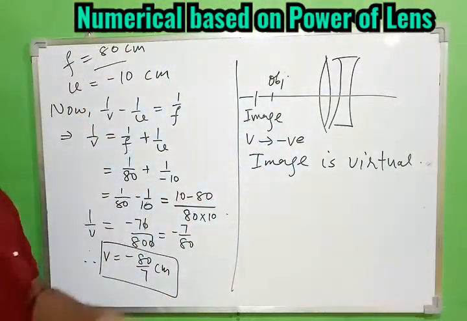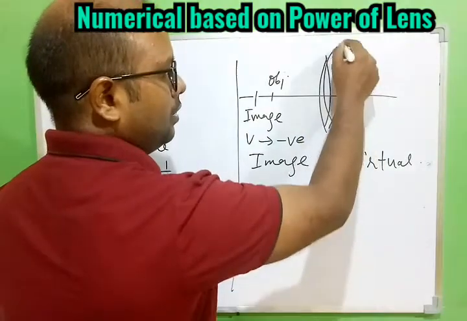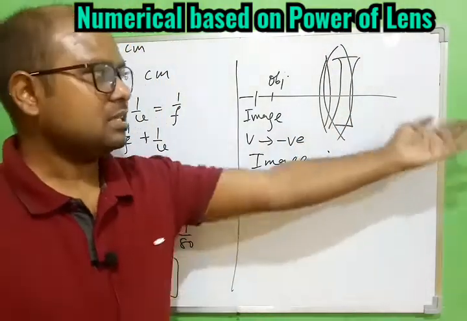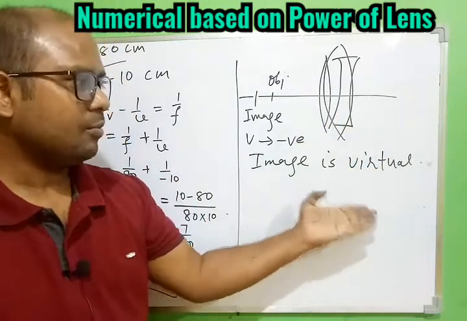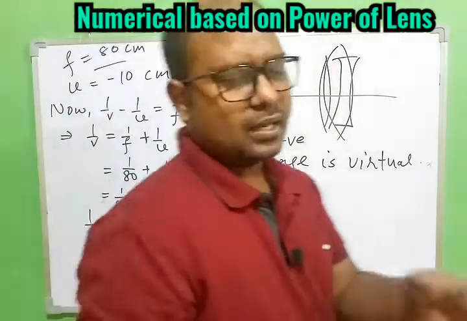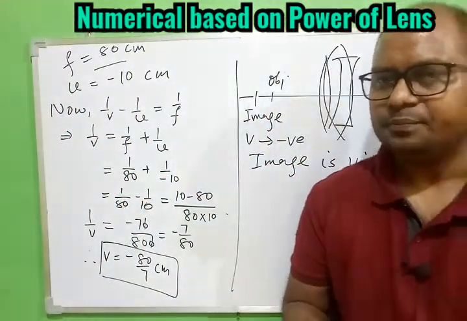And we understood overall this combination is behaving as a convex lens. So we can imagine this as a convex lens, and in the case of convex lens, real image is this side, virtual image is this side, and from here we are getting this idea. So that is all the numerical we have based on this concept. Only this type of numerical is possible.